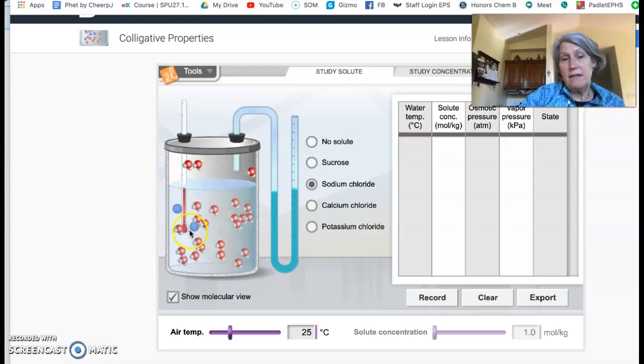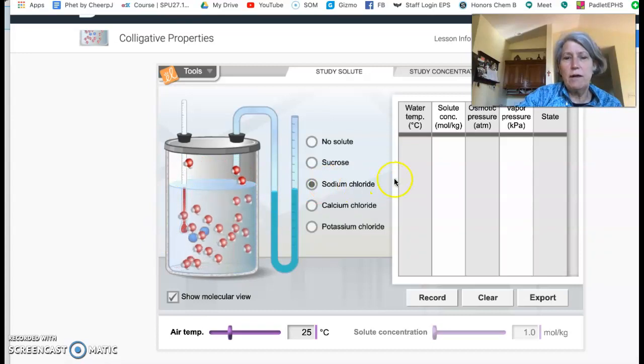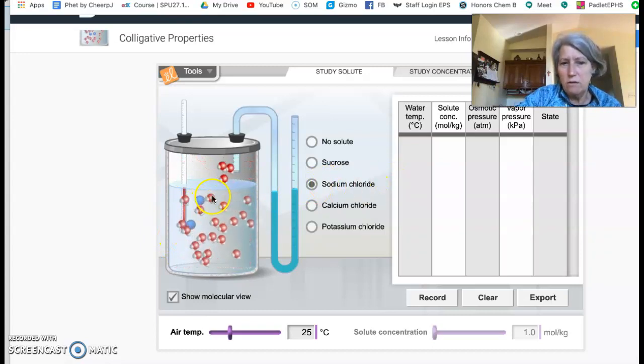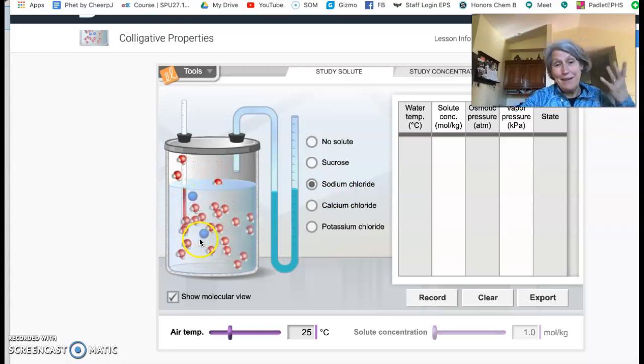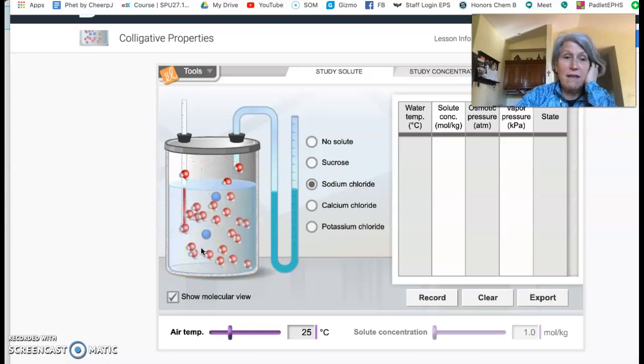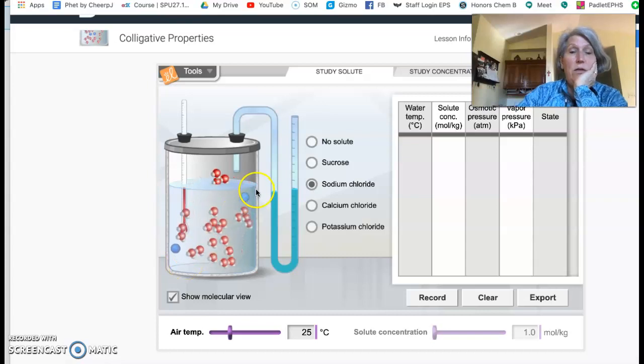What I don't like about this animation is that this should be a different color. Why are there two particles? Well, you have one sodium ion and one chloride ion. It would be nicer if they were different colors to differentiate that, but that's okay. So you've got your two particles, a sodium ion and a chloride ion here.